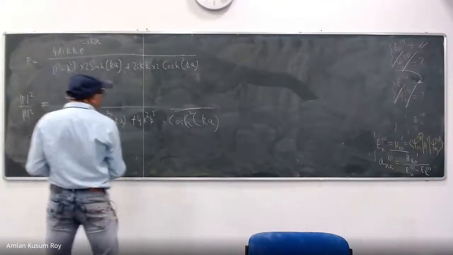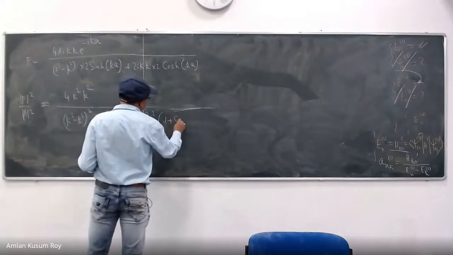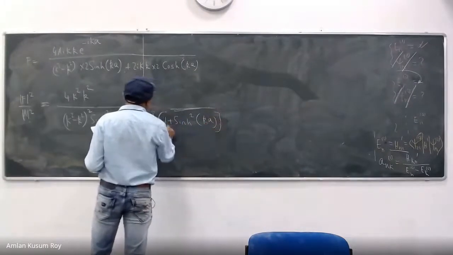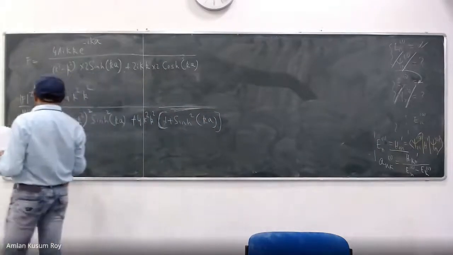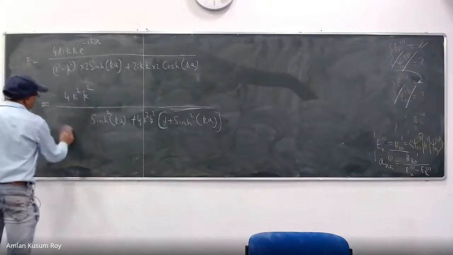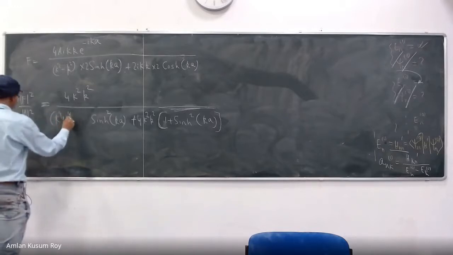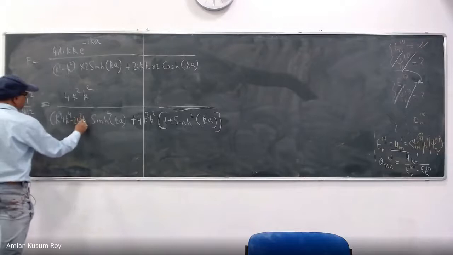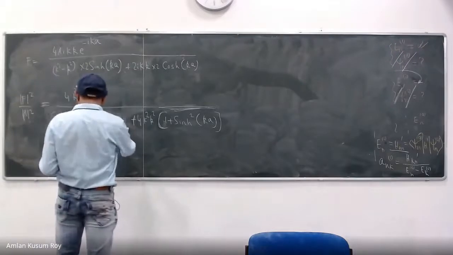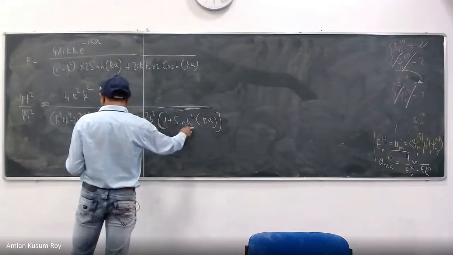Okay. But this cos hyperbolic square I can write as 1 plus sine hyperbolic square kappa a. Right. So then 4 k square, so we can just break it. What do you get? k to the power 4 plus kappa to the power 4 minus 2 k square kappa square, sine hyperbolic square, okay, plus 4 k square kappa square plus 4 kappa square, etc.